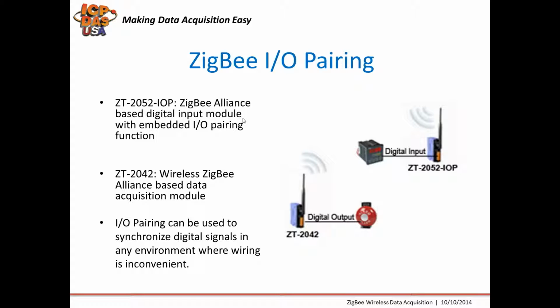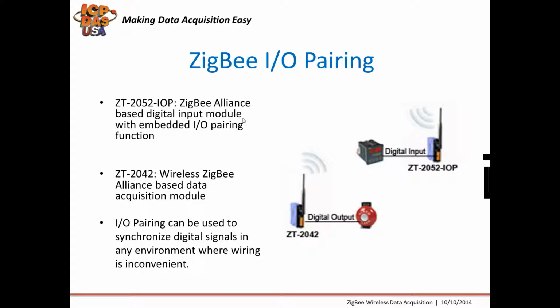ZigBee I/O pairing equipment like the ZT2052 IOP has 8 isolated digital inputs. The ZT2042 has 4 relay outputs and 4 digital outputs. The ZT2052 IOP can be configured to trigger relay and digital outputs from the ZT2042 based on its input.